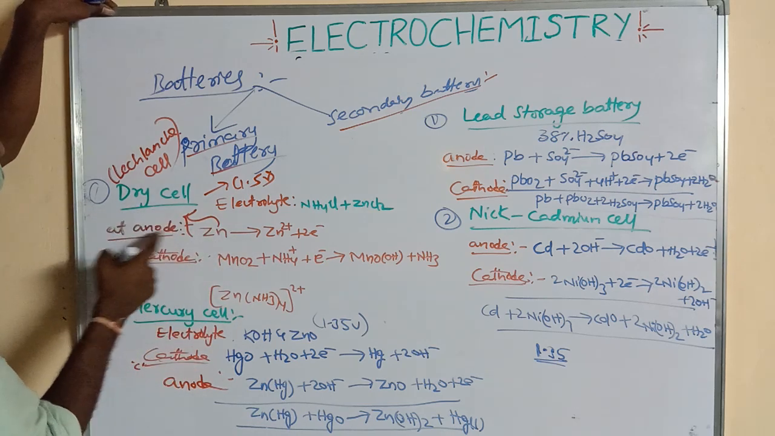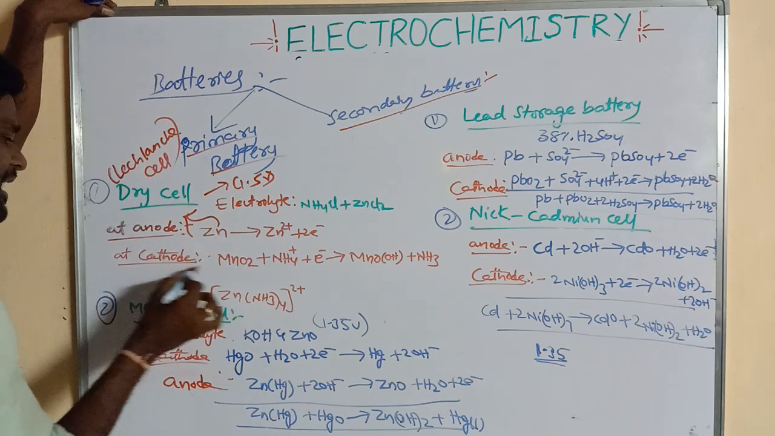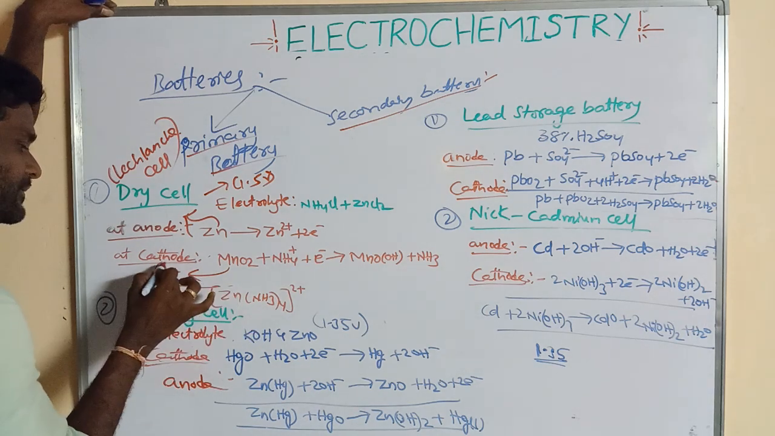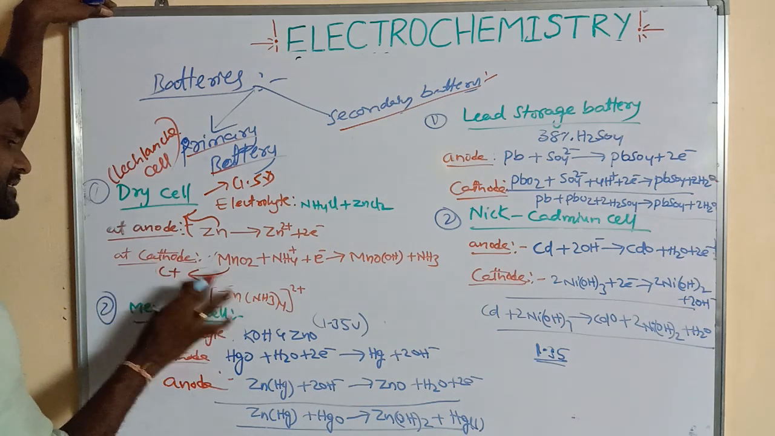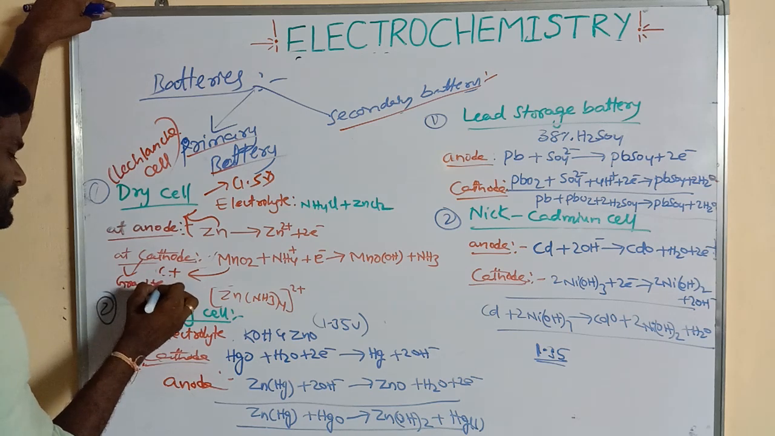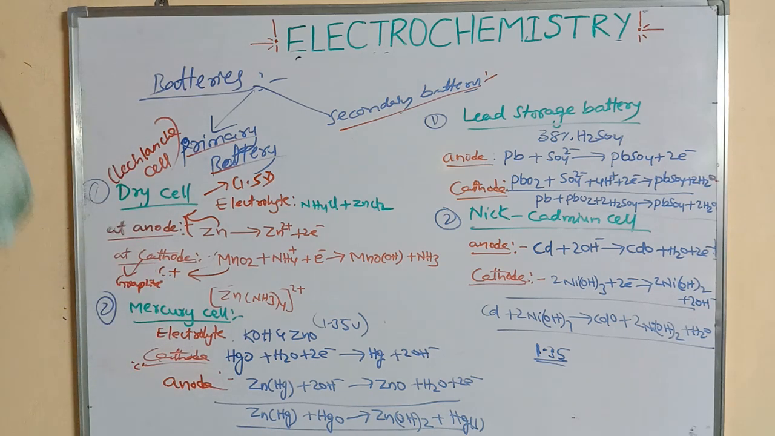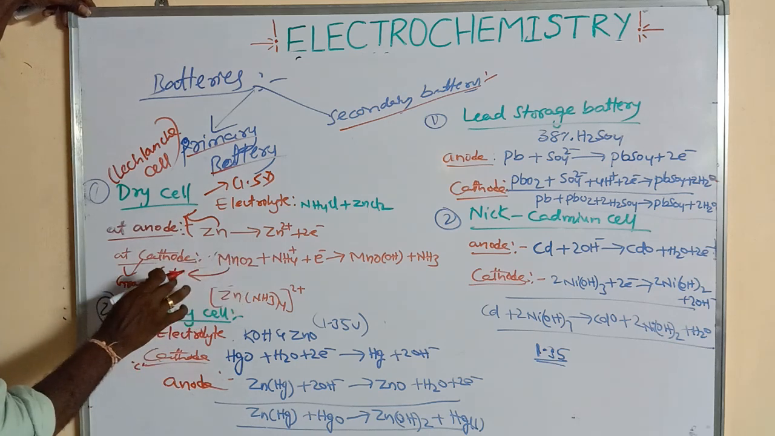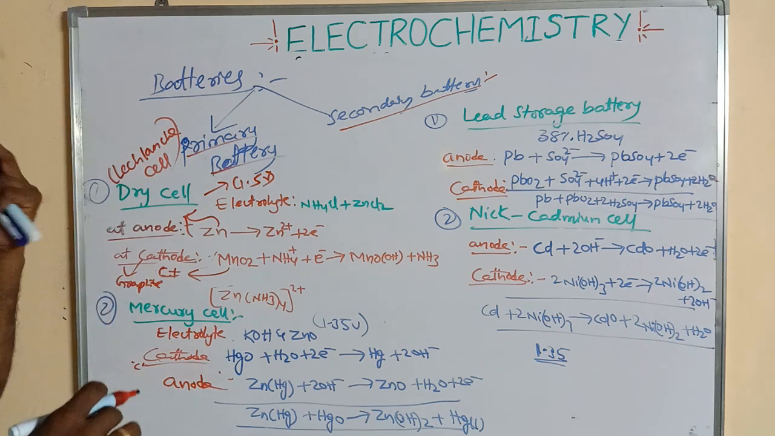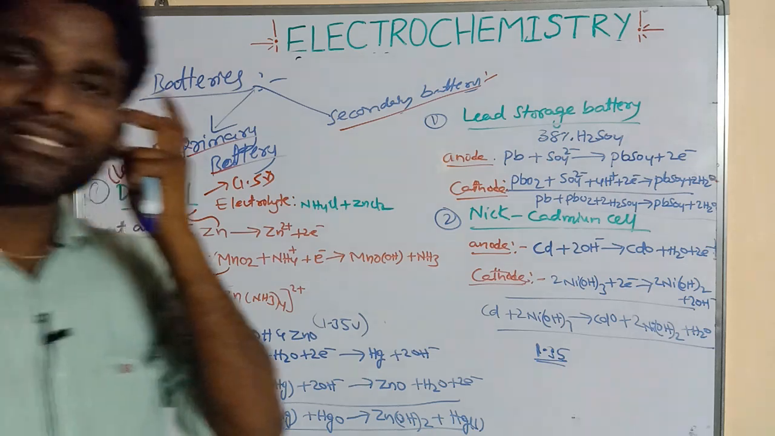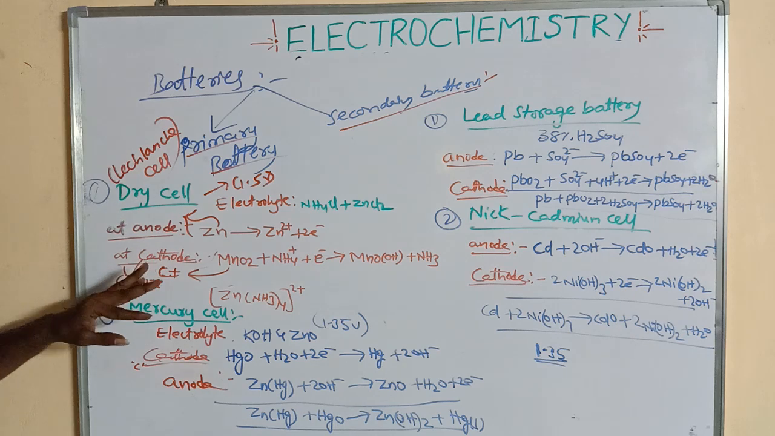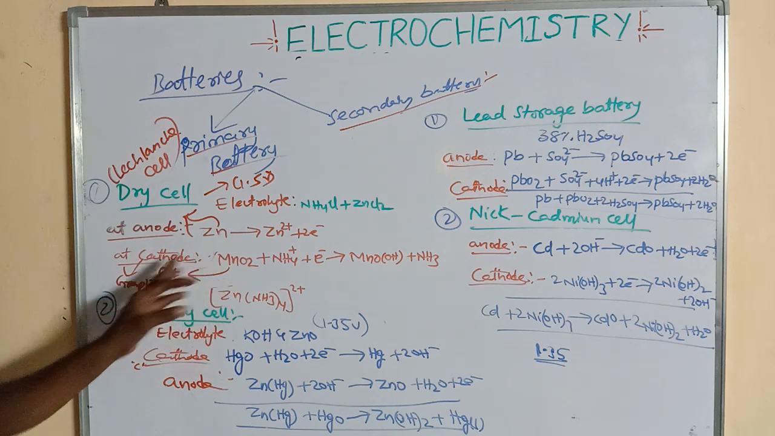What is the cathode? The cathode is graphite, which is surrounded with a mixture of manganese dioxide (MnO2) and carbon.